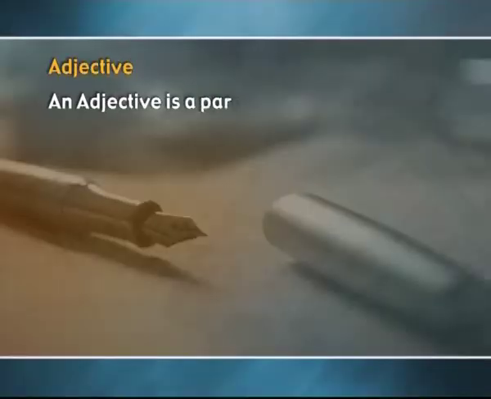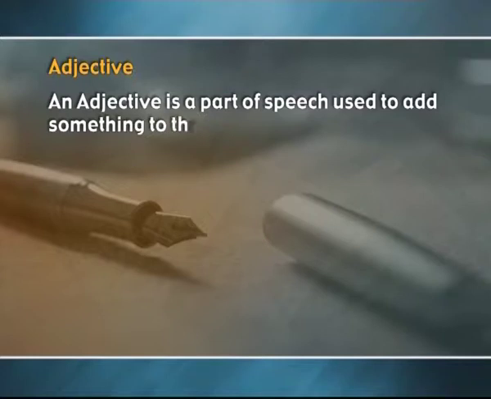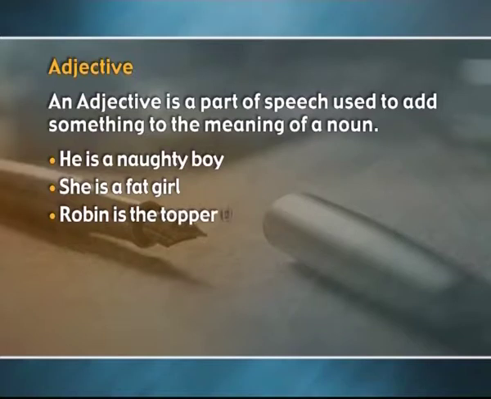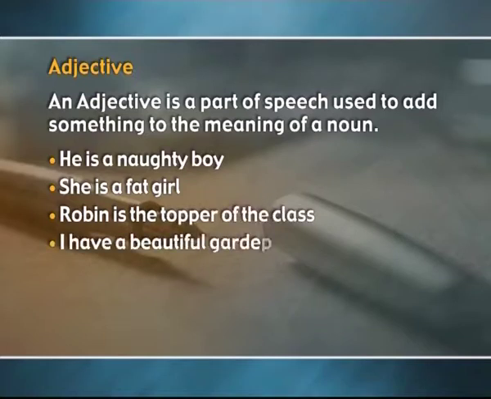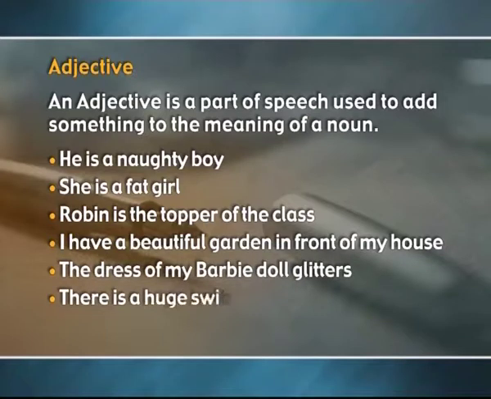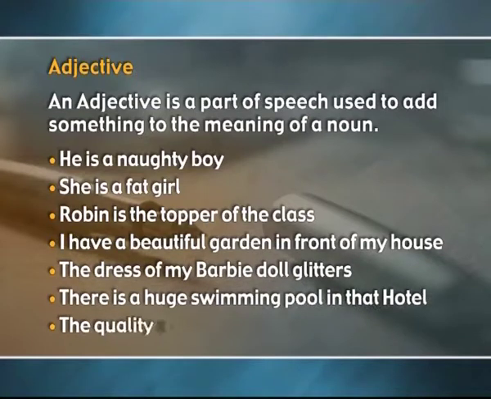Adjective. An adjective is a part of speech used to add something to the meaning of a noun. Examples: he is a naughty boy, she is a fat girl, Robin is the topper of the class, I have a beautiful garden in front of my house, the dress of my Barbie doll glitters, there is a huge swimming pool in that hotel, the quality of this paint is bad. In the first sentence, the word naughty is adding a quality to a particular boy. In a similar manner, words like fat, topper, beautiful, etc. are adding meaning to noun or pronoun in the respective sentences.